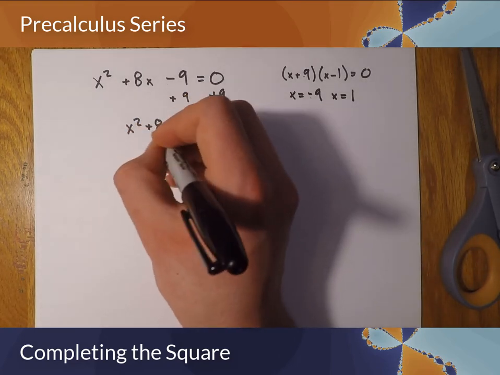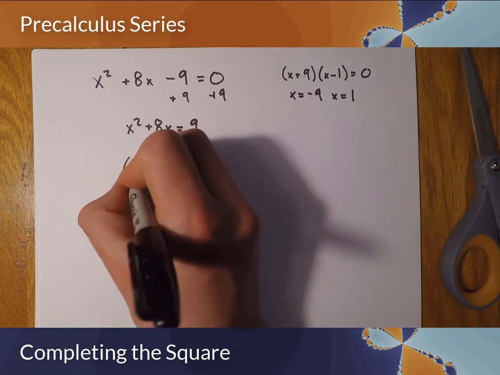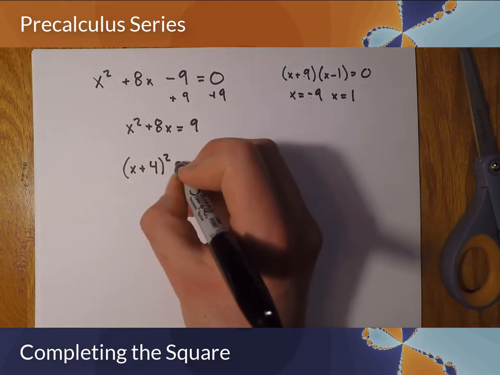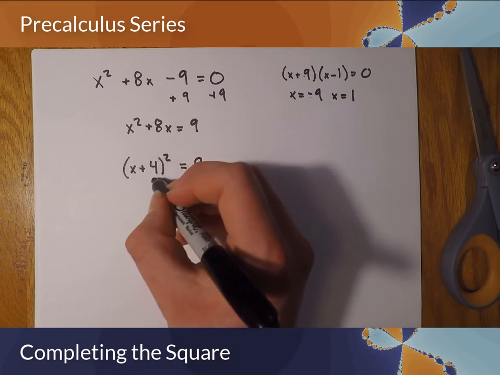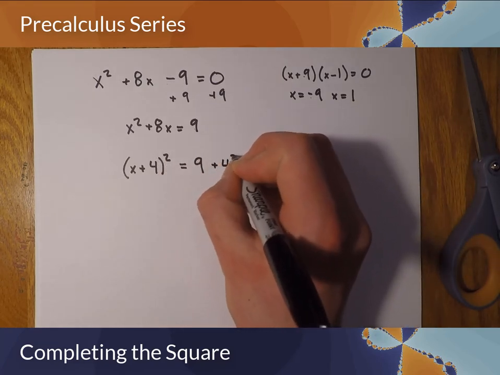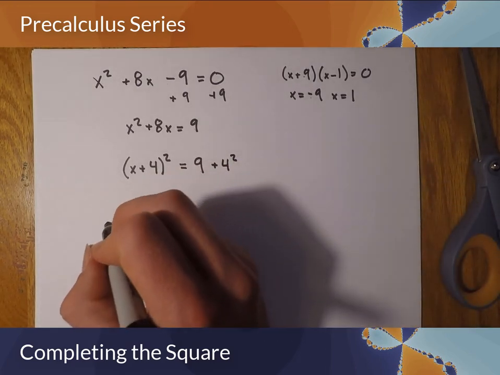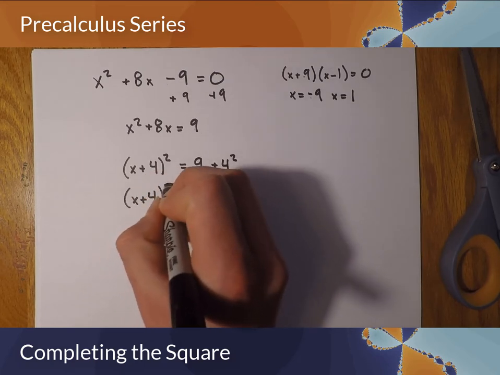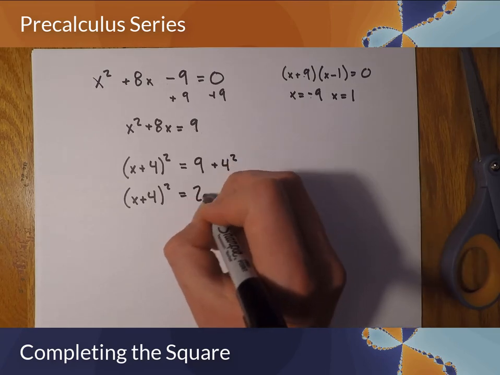So what we do is we divide this middle term by 2. So we get x plus 4 squared, and we're going to set that equal to 9. And because we get this extra 4 squared term in here, we need to also add 4 squared to the other side of the equation. So now I'm just going to simplify a couple things real quick. This is equal to 16, and 16 plus 9 is equal to 25.